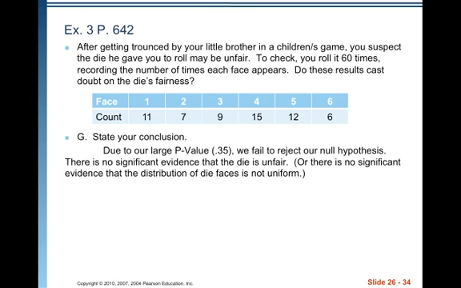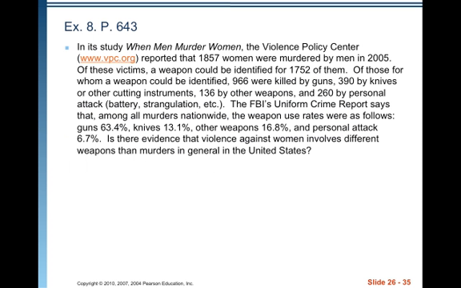Due to our large p-value, 0.35, we fail to reject our null hypothesis. There is no significant evidence that the die is unfair. Or another way to state this is there is no significant evidence that the distribution of die faces is not uniform. The data are consistent with uniformity in the distribution of die faces.